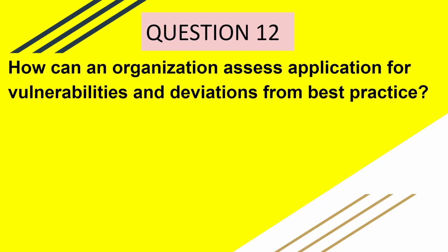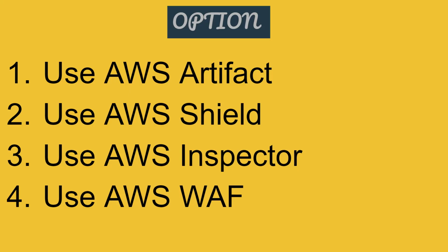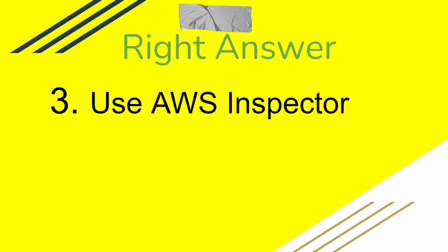Question 12. How can an organization assess applications for vulnerabilities and deviations from best practice? Option 1. Use AWS Artifact. 2. Use AWS Shield. 3. Use AWS Inspector. 4. Use AWS WAF. Right answer is 3. Use AWS Inspector.